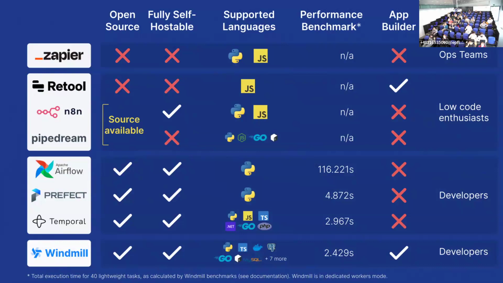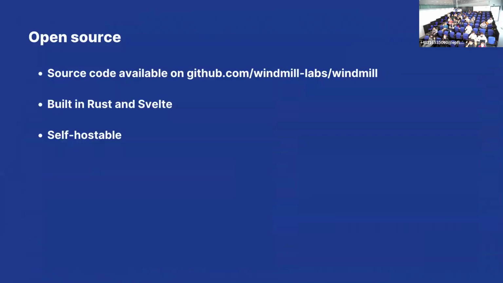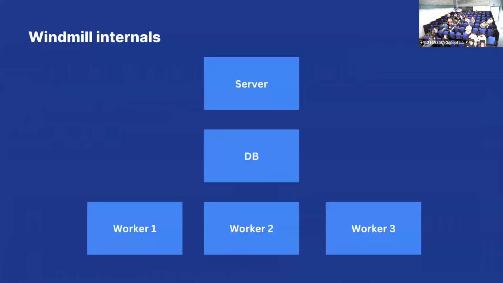One particular point is that we're open source, so all of our source code is free and available on GitHub. You can go there and check and star the repo. Our code base is in Rust and Svelte, so Rust for the backend and Svelte for the frontend. And it's self-hostable. I'm going to show you a demo just now, and you can follow along. It's really easy, and you'll see how it works.